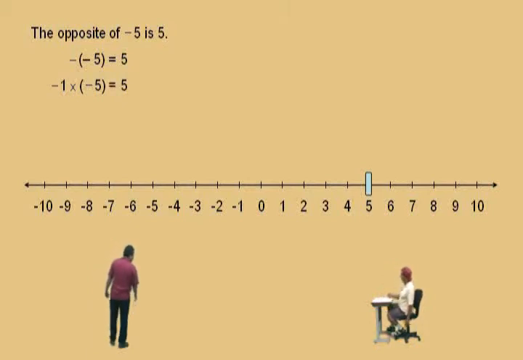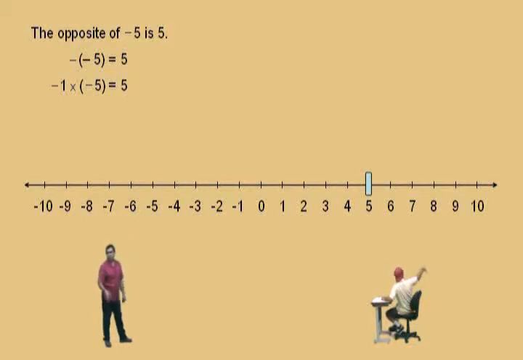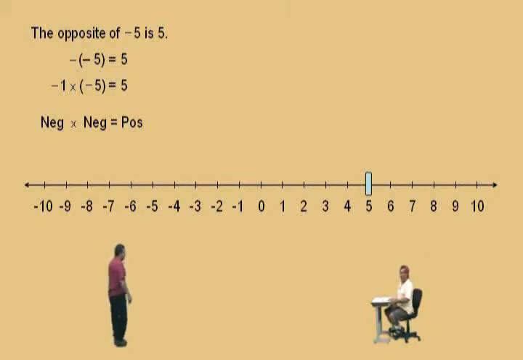Positive 5. Now, sometimes we look at this as the double negative rule. Because the opposite of any negative number will always be positive. We call that the double negative rule. Or we can simply look at it, hey, if you take a negative number and multiply by a negative number, like here, negative 1 times negative 5, you're always going to end up with a positive number. Therefore, a negative times a negative is a positive.